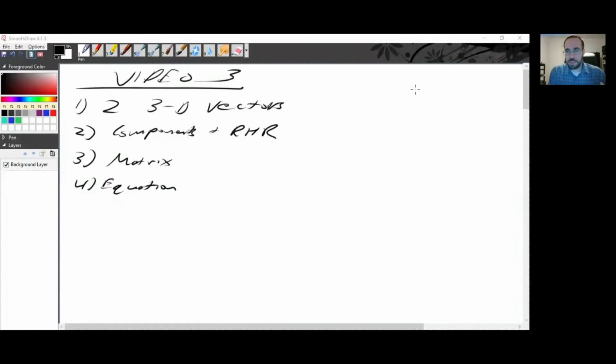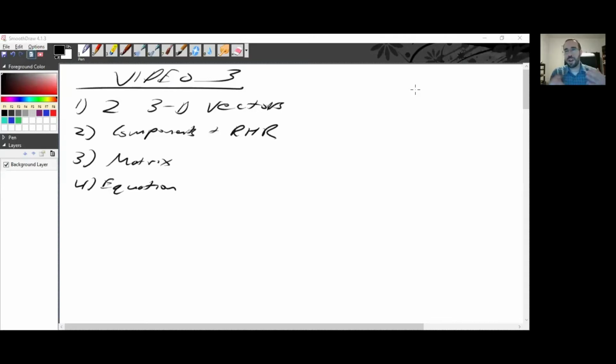All right, we are now onto the final video looking at how to do cross products. And we're going to do the hardest thing, which is two three-dimensional vectors. And we're going to look at this from a purely components and right-hand rules approach. Then I'm going to show you sort of a shortcut using matrix.